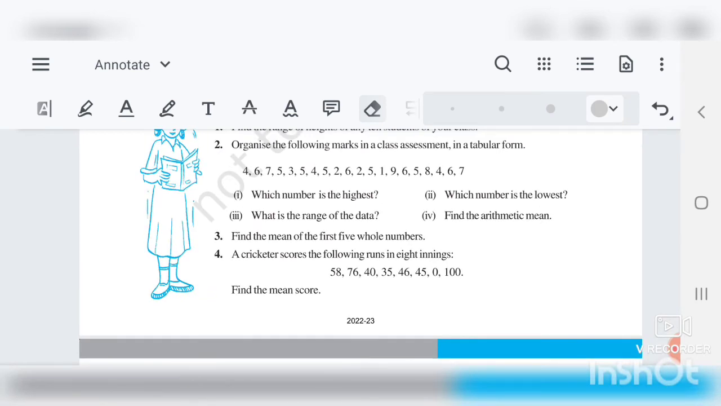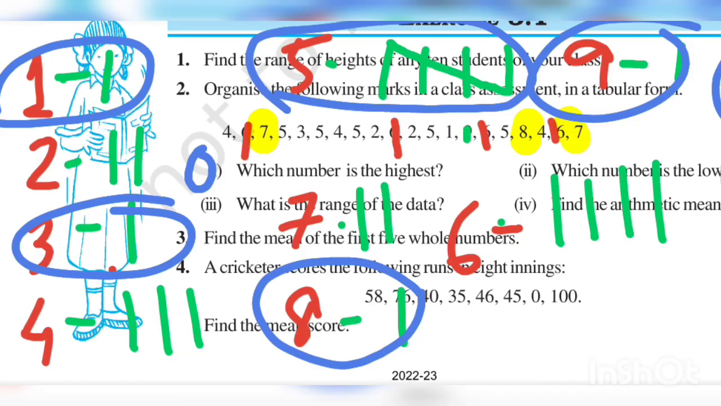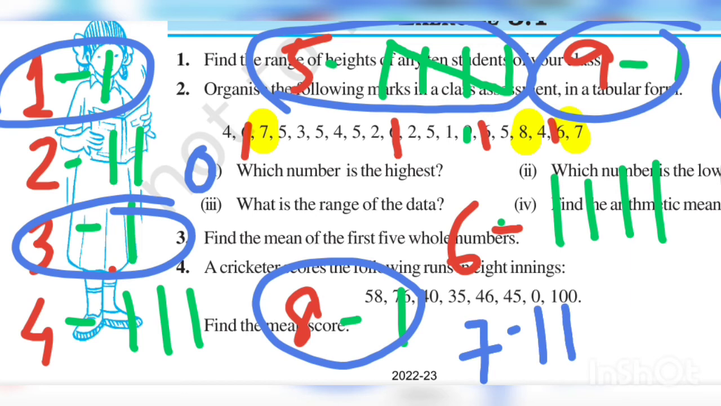Okay, now let's come to question number 3. What is the range of the data? As I have already told, range means we just have to take the difference between the greatest number and the smallest number. The greatest number is 9 and the smallest number is 1. So the range is 8.